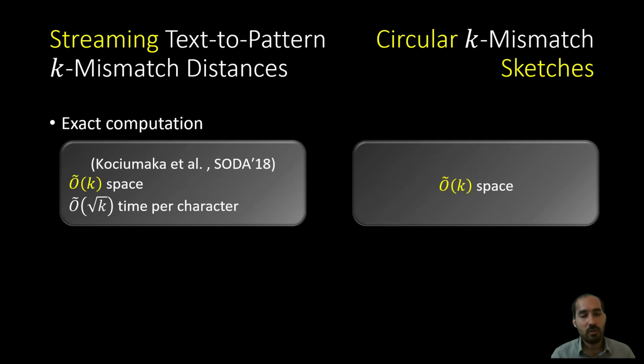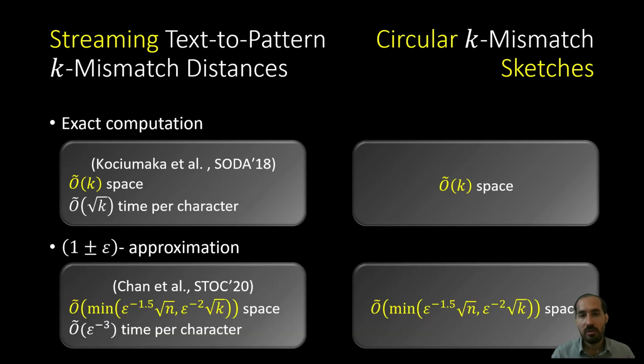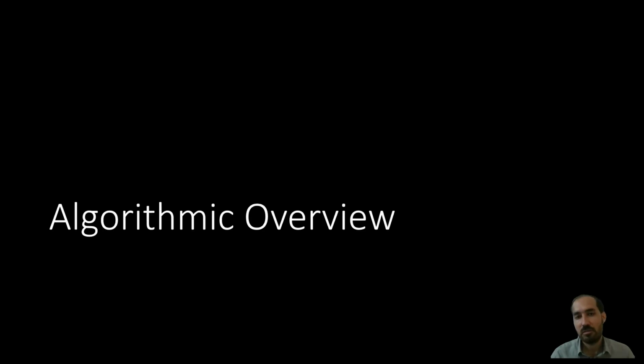The state-of-the-art for exact computation is by Chmaka et al. from SODA 18. This streaming algorithm uses O tilde of k space, exactly like our circular k-Mismatch sketch. And for the 1 plus minus epsilon approximation streaming k-Mismatch algorithm, the state-of-the-art is by Chan et al. from last STOC, which achieves the same space usage as our circular sketches.